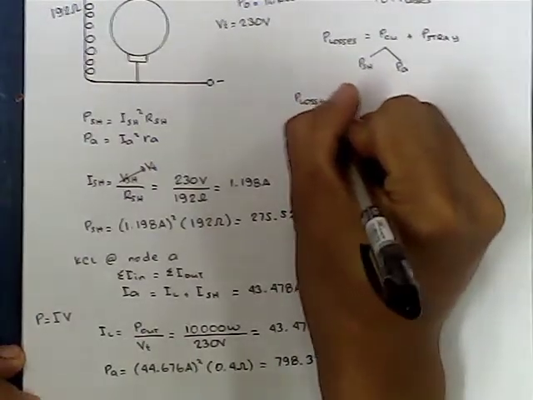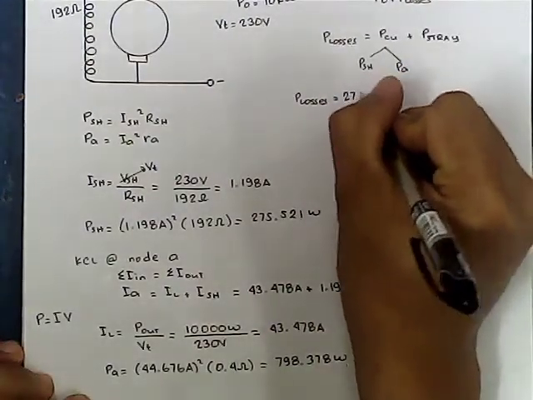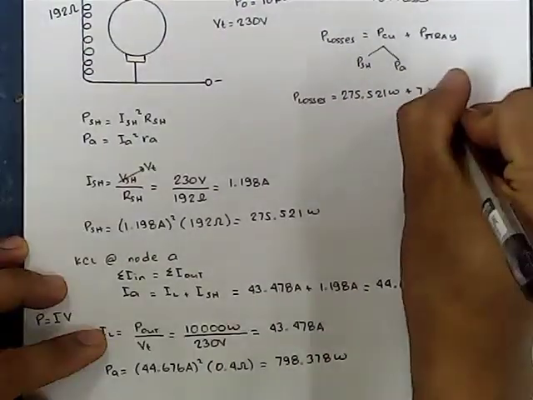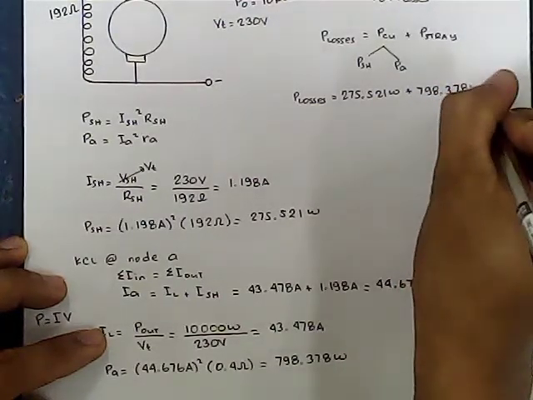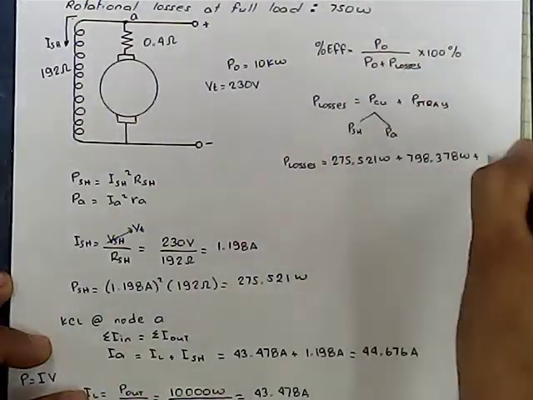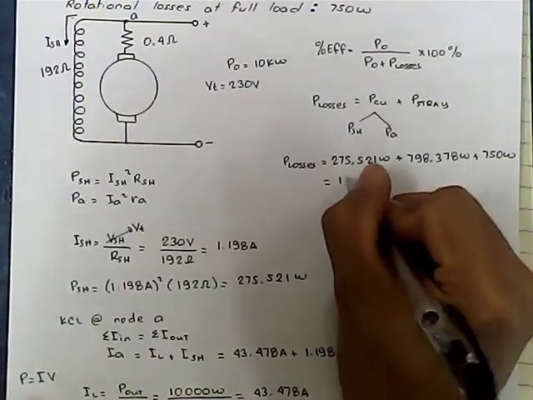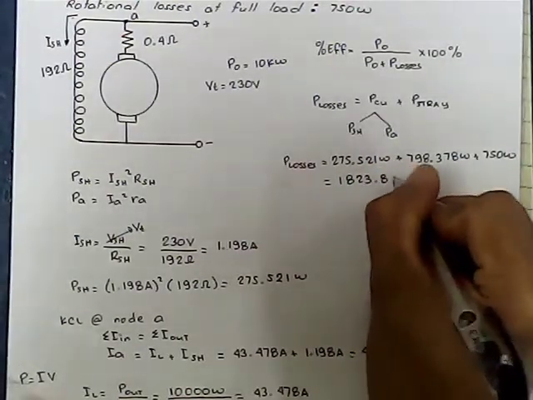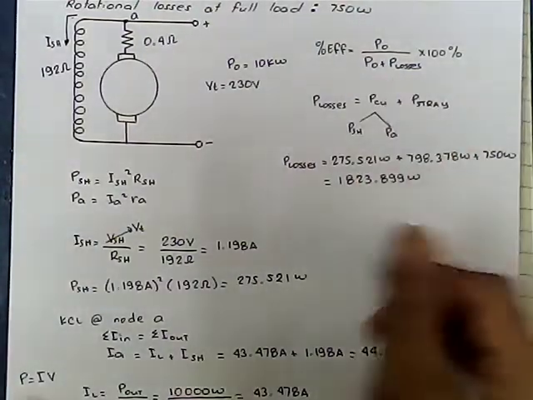Power losses equals PSH is 275.521 watts plus 798.378 watts plus stray or rotational losses is given as 750 watts. And this is equal to 1,823.899 watts. Substitute na natin ito dito sa formula natin.